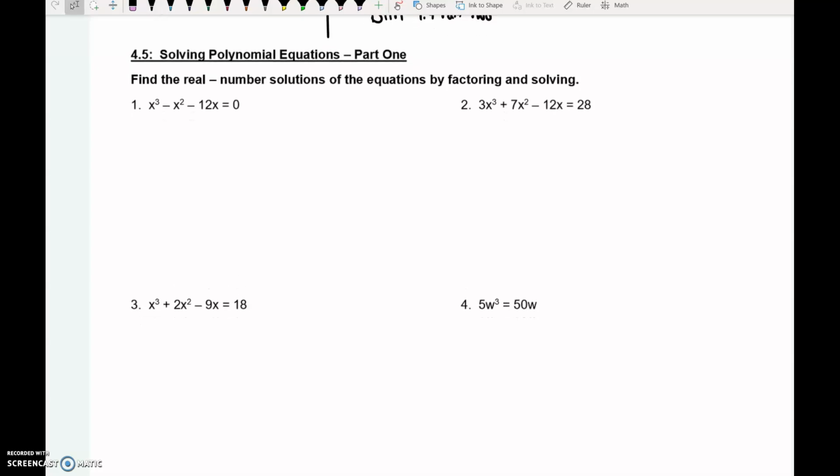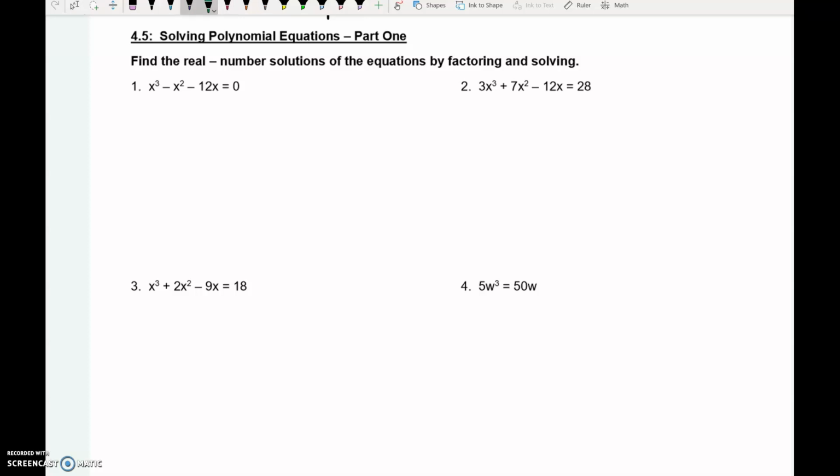The steps for solving: the first thing that you need to do is get one side equal to 0. The second thing you need to do is check for greatest common factor. Then you need to see if there's any other factoring you can do. And then our final step will be to solve the equation. So once we have it fully factored, then we will solve.